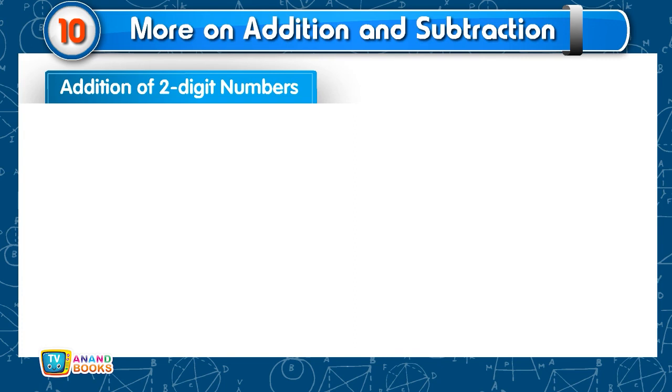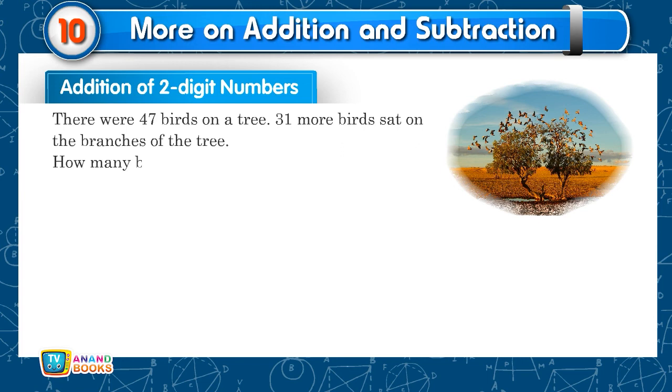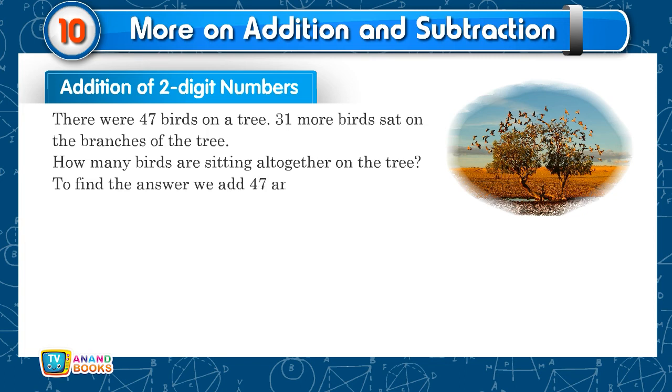Chapter 10. More on addition and subtraction. Addition of two-digit numbers. There were 47 birds on a tree. 31 more birds sat on the branches of the tree. How many birds are sitting all together on the tree? To find the answer, we add 47 and 31.